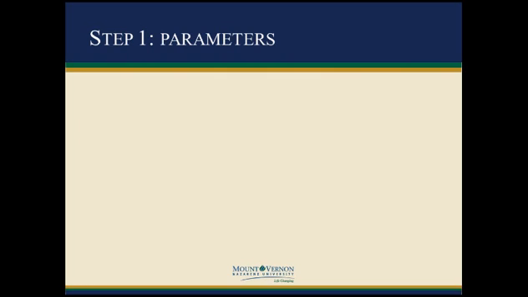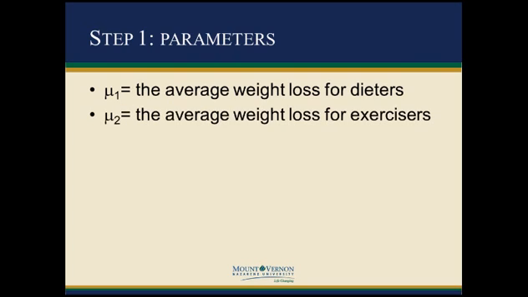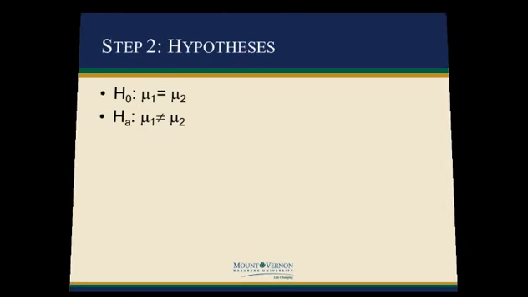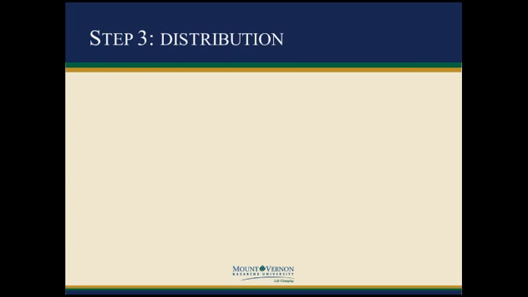Step one is the parameters. The parameters are the average weight loss for dieters and the average weight loss for exercisers. That's it. For the hypotheses, the null hypothesis is that weight loss due to dieting and exercising is the same. The null hypothesis always has an equal sign in it. The alternative hypothesis is that they're not equal. Average weight loss is what we're comparing. The distribution we're going to use is the t-distribution, mainly because we don't have the standard deviations for these populations. We're going to have to compute them based on the data.